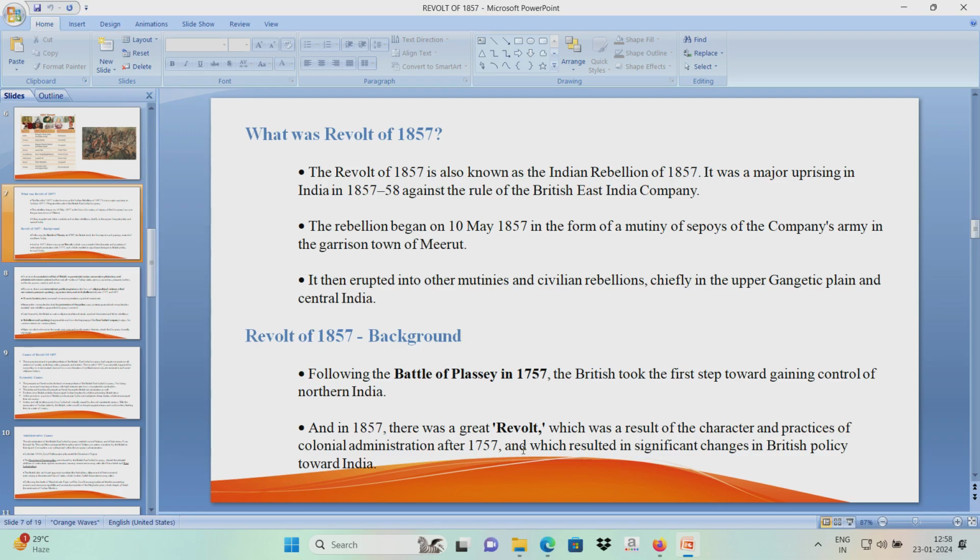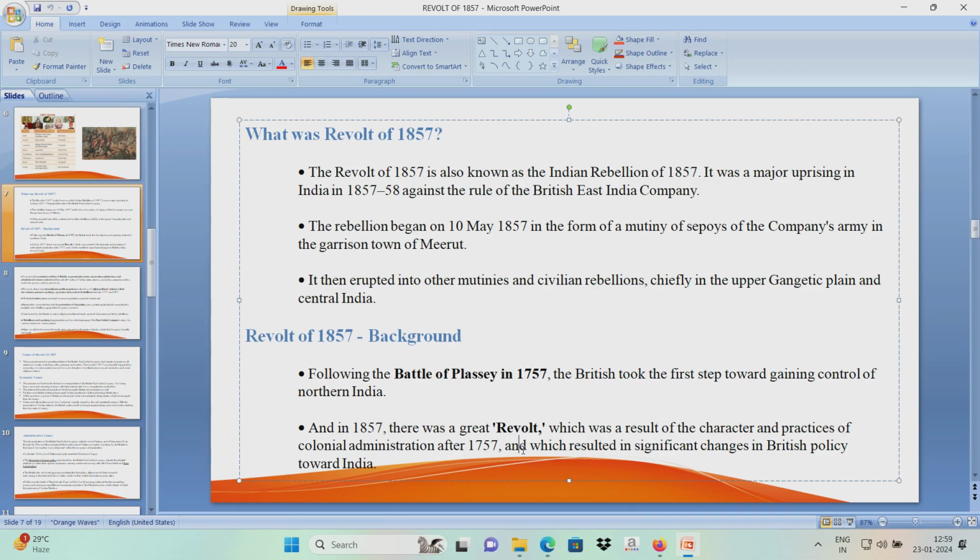So, the background of the history. Following the Battle of Plassey in 1757 and the Battle of Buxar in 1764, the British took the first step towards gaining control of northern India from the Nawabs. Over time, the cumulative effect of British expansionist tactics, economic exploitation and administrative innovations had harmed all rulers of Indian states, Sepoys, zamindars, peasants, traders, craftsmen, gurus, maulvis and so on.